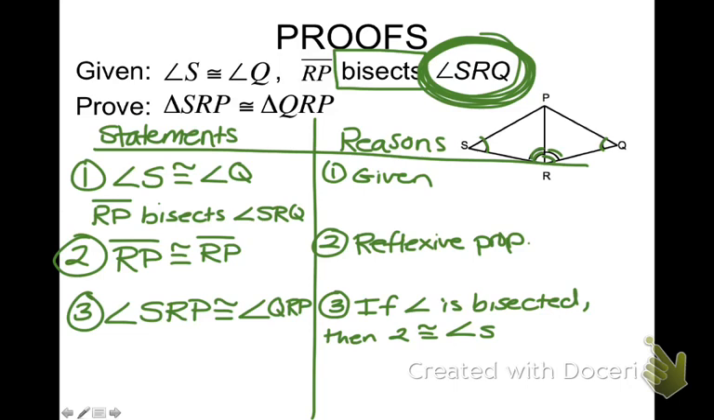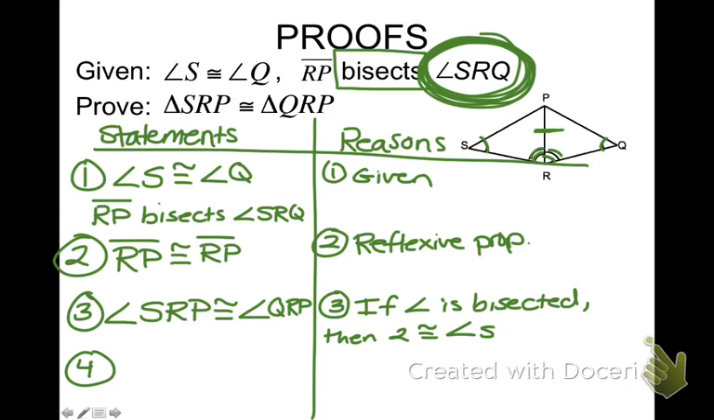I see an angle, that's one. I see a side, that's two. I see an angle, that's three. So now it's debating on whether these are congruent due to angle side angle or angle angle side. Which one do you think it is? Why do we think it's angle angle side? Right. For it to be angle side angle, it would have had to be SR and RQ.